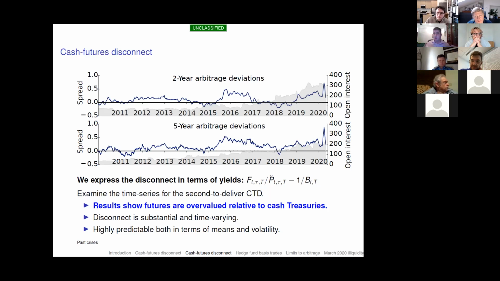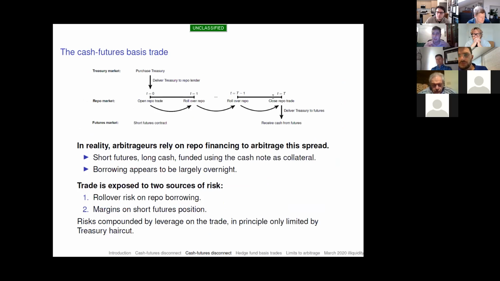An arbitrage relationship like this isn't just enforced by magic. Someone has to go out and actually trade these securities to make it hold. In practice, the way this is done is through the cash futures basis trade. How does this work? If the futures contract is overvalued, I want to go long the undervalued asset and short the overvalued asset. So I go long the cash Treasury security, purchasing it today, and I enter into a short futures contract to deliver that Treasury at a future date.